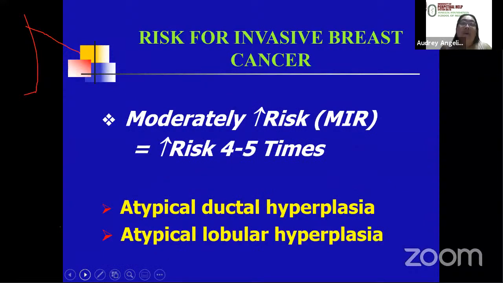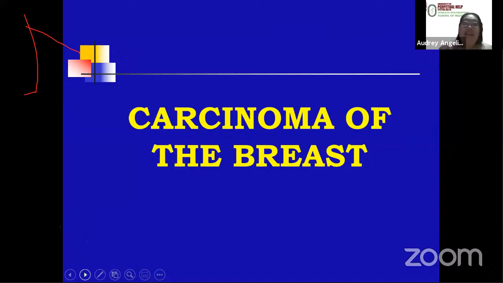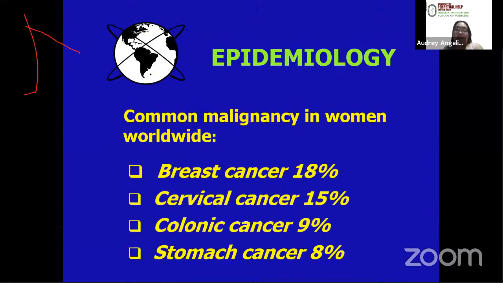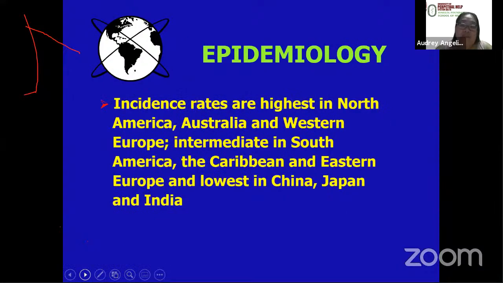Okay? Moderately increased would be your atypical ductal or your atypical lobular hyperplasia, bringing us to your carcinoma of the breast. Okay. So your carcinoma of the breast is one of the most common malignancies in women worldwide. So for women, it's breast cancer at the number one spot, followed closely by cervical cancer. This is for women alone, okay? So although in Asia, especially in India, it would have a low epidemiology.